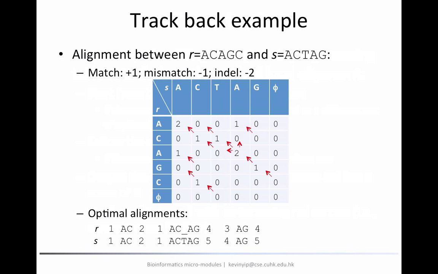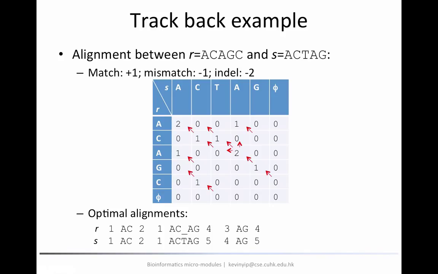So this is a complete example to show these ideas. We're trying to align AC-AGC with AC-TAG. Notice that in this case, we have changed the scoring scheme a little bit. For indel, it is -2 rather than -1. If we look at this table, we see that the largest value is 2, and there are 2 different occurrences of them. Namely, the first one is on the upper left corner, and the other one is on the 3rd row and the 4th column.